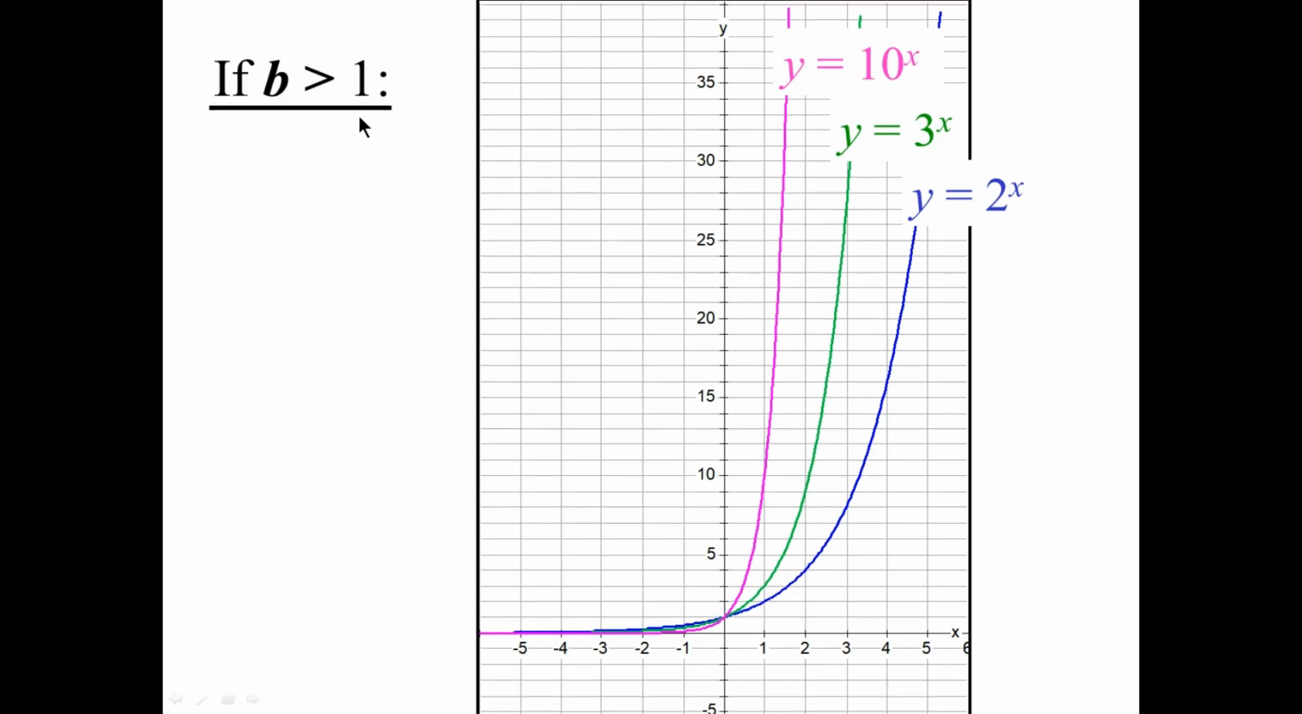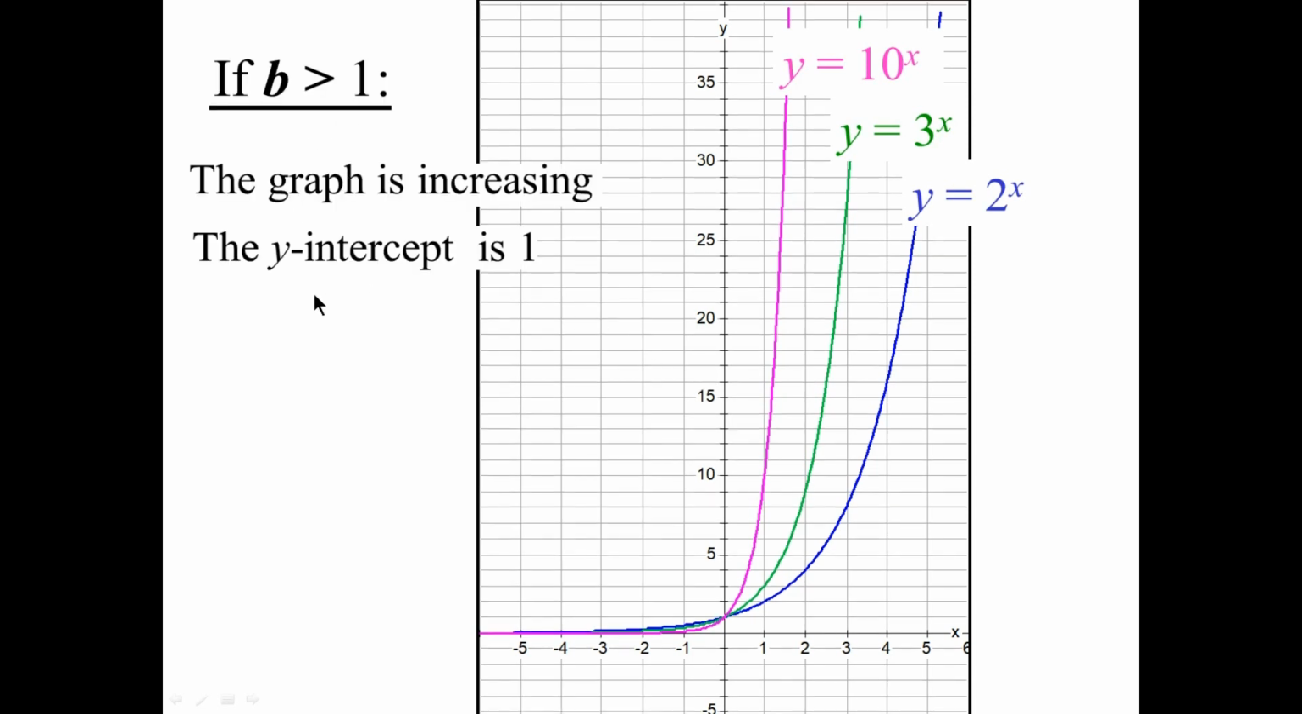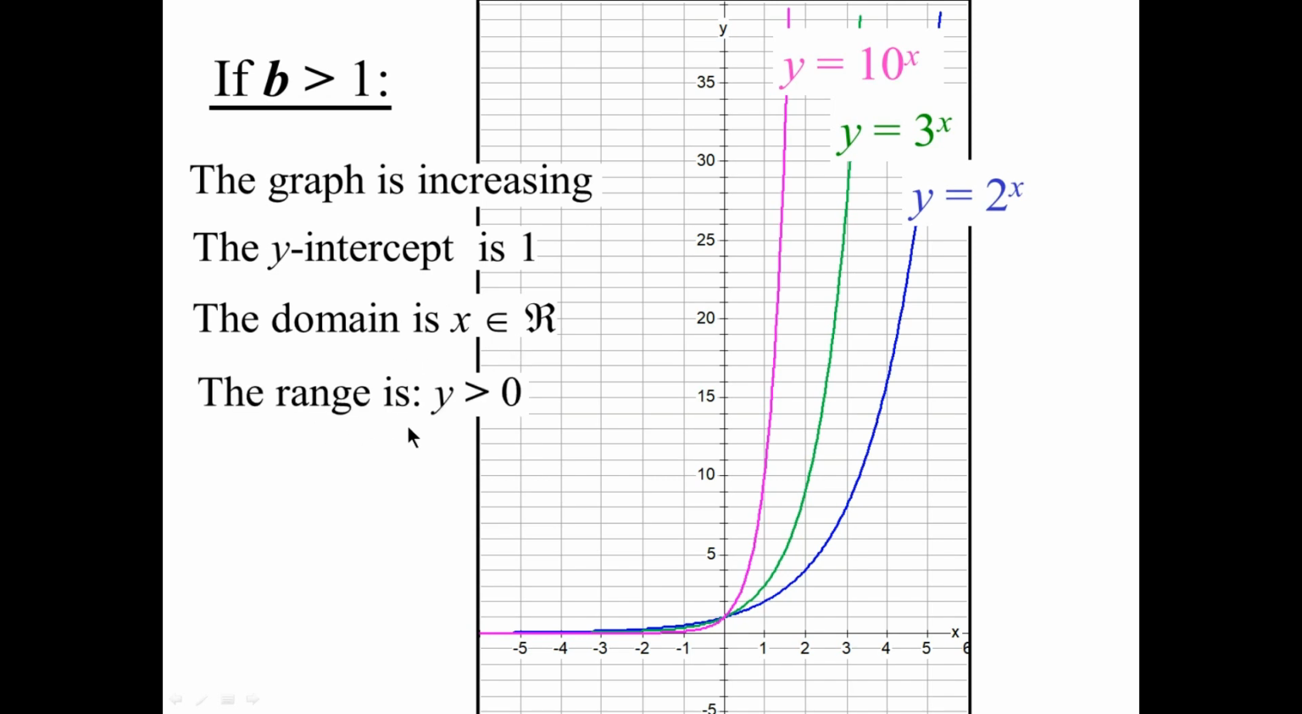Summarizing, if b is greater than 1, the graph is increasing, the y-intercept is 1. The domain is x is any real, because x can be any number far to the left or even far to the right. We can sub in any number here and say 10 to the x, 10 to the negative, 10 to the large positive, 10 to anything can be subbed in there. So the domain is x is any real, while the range we can see from the graph is y is greater than 0, because all of these functions are above the x-axis. That's why we say the range is y is greater than 0.